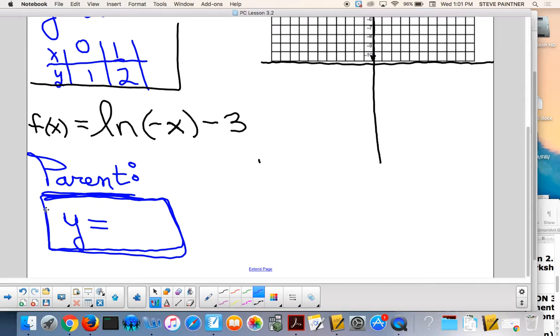What is the parent? Y equals what? Natural log of x. You can say base e, but I don't have to because it's assumed to be base e. This is the parent, natural log of x. That's it. You get that graph, then do your transformations and you're done. Okay?